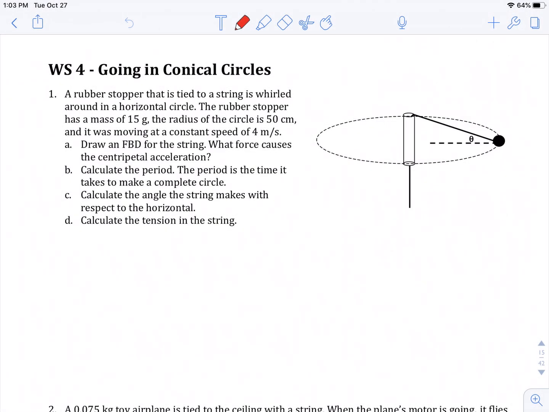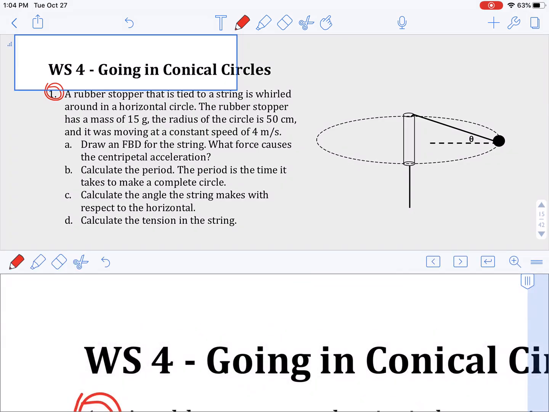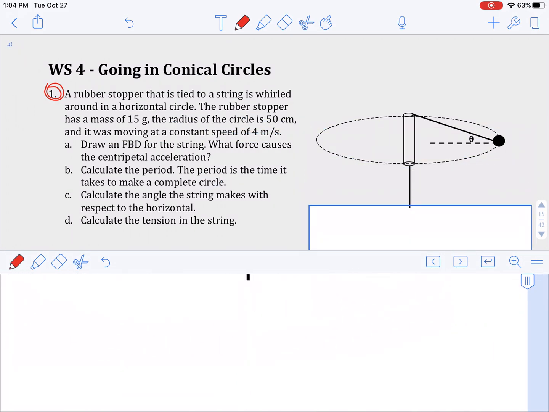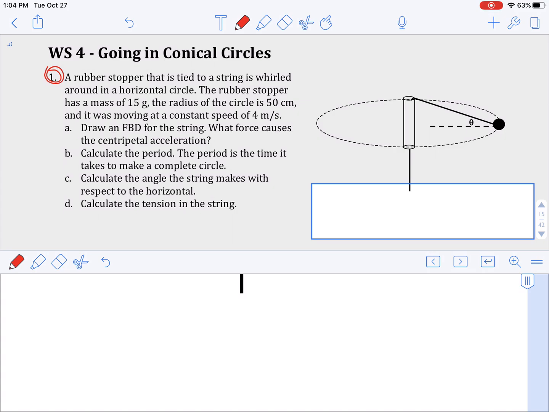Hi friends, so I wanted to talk through number 1 on worksheet 4 so that you get a model of how to solve for these problems, just to make sure that using that FBD that we discovered yesterday, you can solve these conical pendulum problems. So step 1 is that you are going to want to draw an FBD for this rubber stopper.